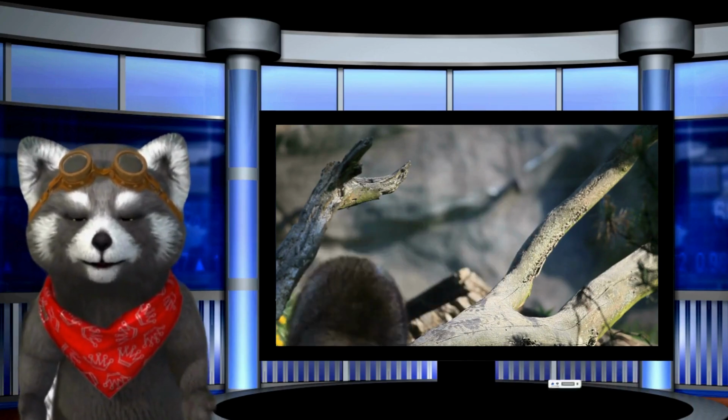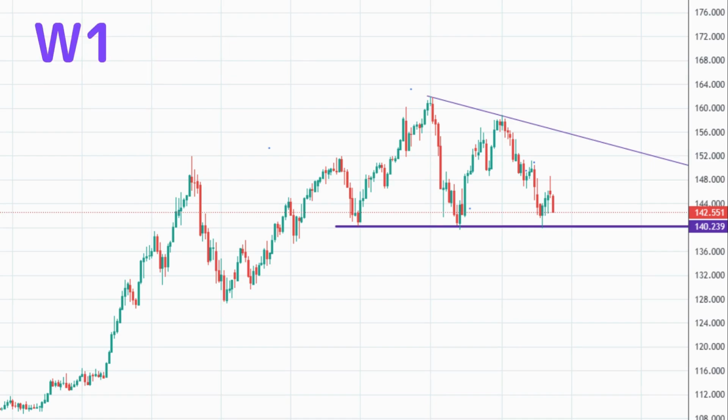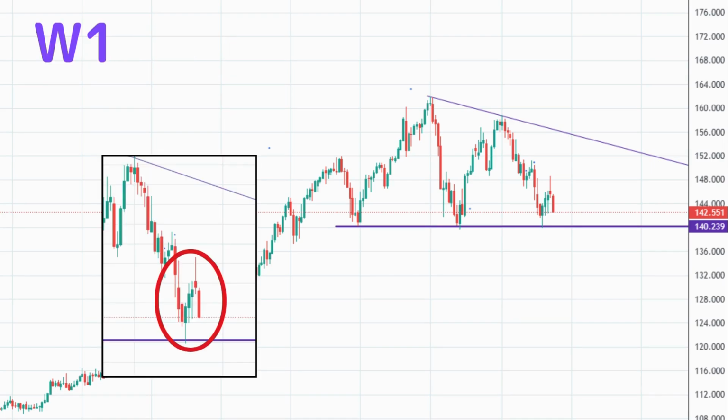Now let's jump into this week's market. Let's take a look at the USDJPY chart. We'll start with the price action this week. This is the weekly chart. This week, the pair formed a relatively large bearish candle. It appears that the market reversed to the downside after last week's upper wick bearish candle.